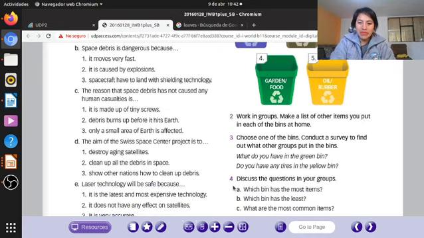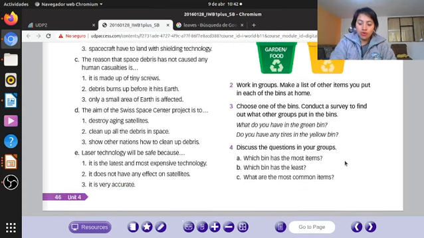In exercise number 4, you have to discuss the questions in your groups. You have to think about the question, right? And then you have to answer these questions. Which bin has the most items? What do you think? A paper bin, a glass bin, a plastic or metal bin, a garden food bin, or an oil or rubber bin? Okay, which one do you think has the most items, of course?